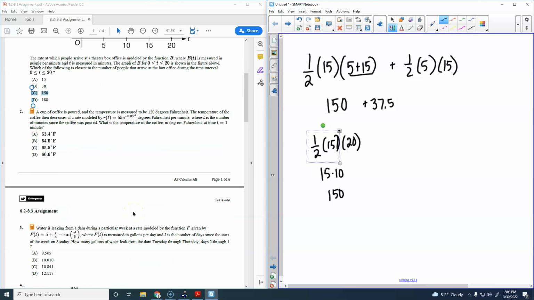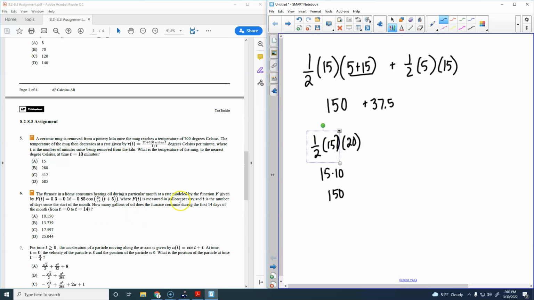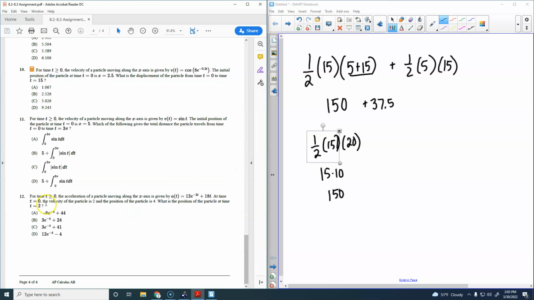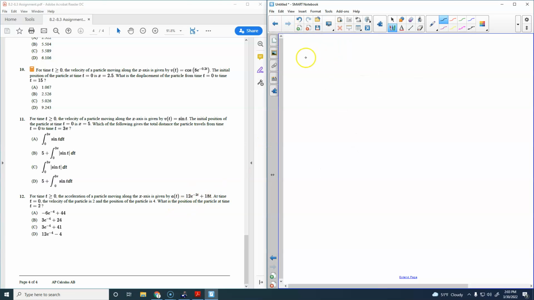Okay, other ones you guys have questions on. I know somebody was saying 12. Yeah, 12. Okay. Just solve it. All right, 12, you got to integrate. Yes, you got to integrate, find a C, and then integrate again and find a C.